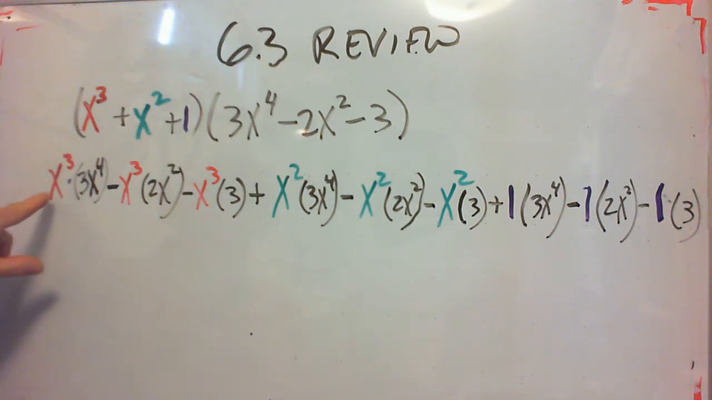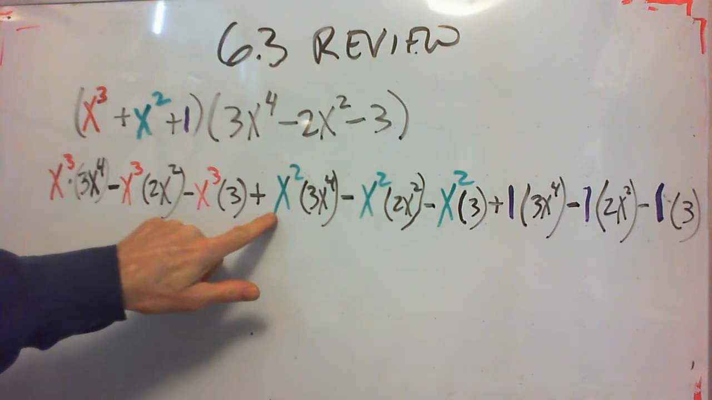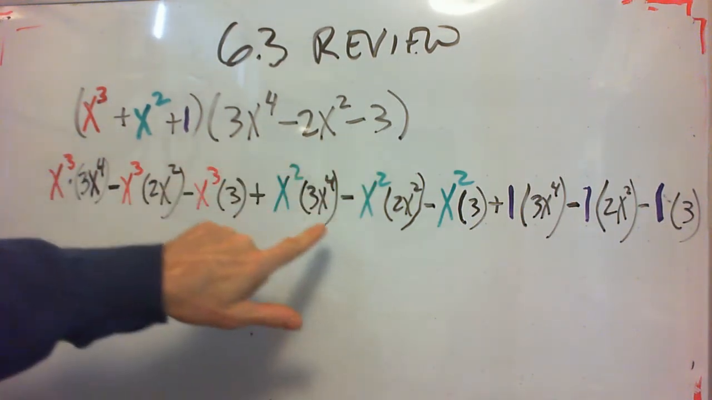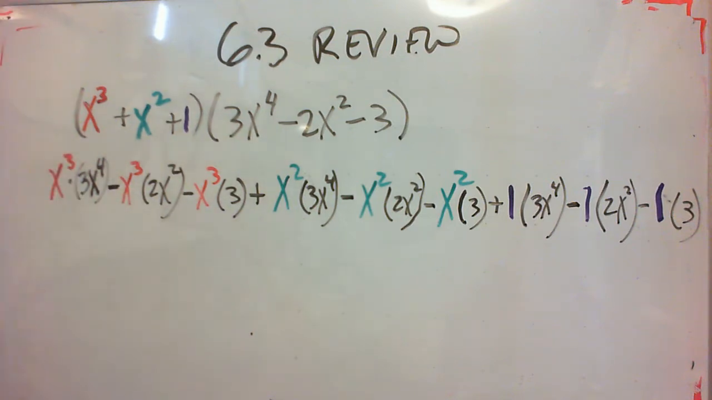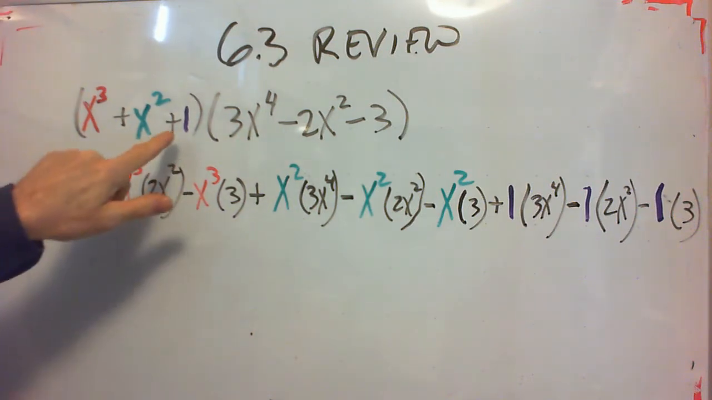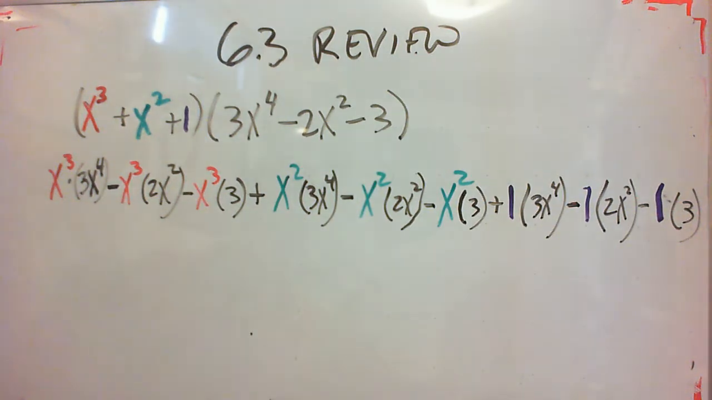So that's what I have shown here. x cubed times each of these 3 terms, x squared times each of these 3 terms, x squared in green, and then the 1 is in purple. Little Packer Viking action here. 1 times each of these 3 terms. So we have 9 products that we have to figure out.